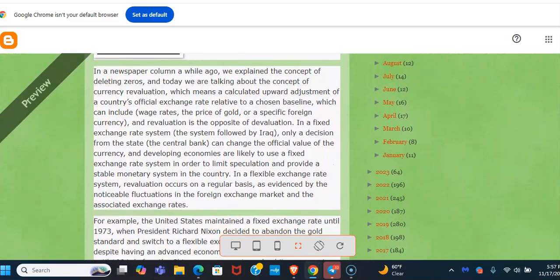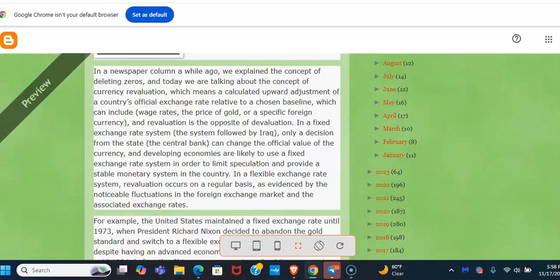So he says, in a newspaper column a while ago, we explained the concept of deleting zeros. And today we are talking about the concept of currency revaluation, which means a calculated upward adjustment of a country's official exchange rate relative to a chosen baseline, which can include wage rates, the price of gold, or a specific foreign currency. Revaluation is the opposite of devaluation.